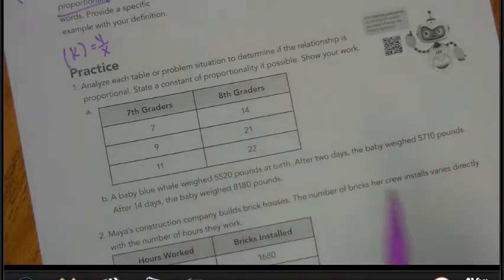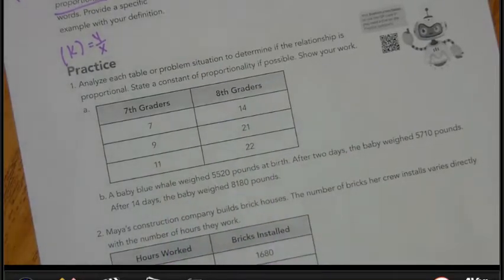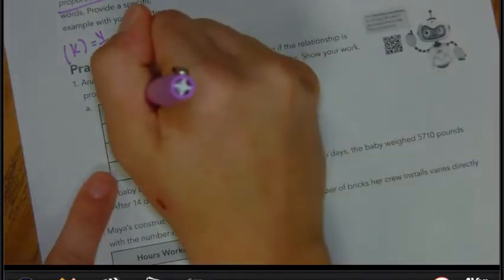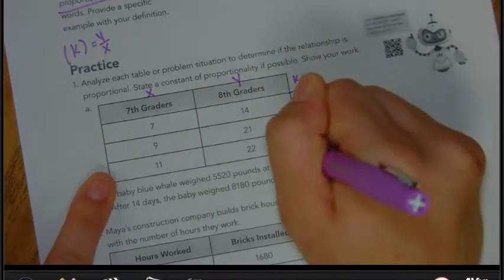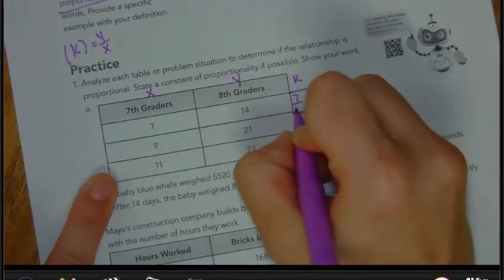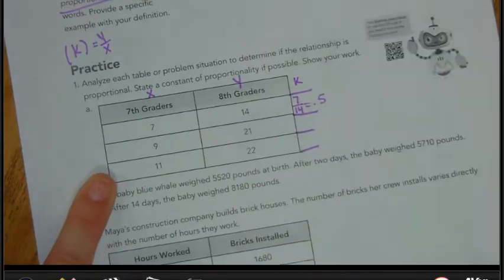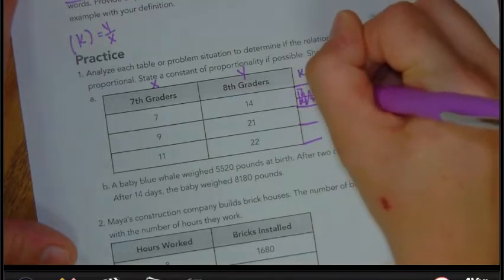Okay, so let's take a look. 7th graders to 8th graders. I have 7, 9, 14, 9, 21, 11, and 22. All right, so let's take a look. We're going to look at our K column here. Remember, our X column is always first and then our Y. Okay, so I'm going to extend my little lines here. Well, I'm going to have 7 over 14, which is 0.5. That's 1/2. No, wait. I need to flip that over. Not 7 over 14. That's 14 over 7. Y over X.